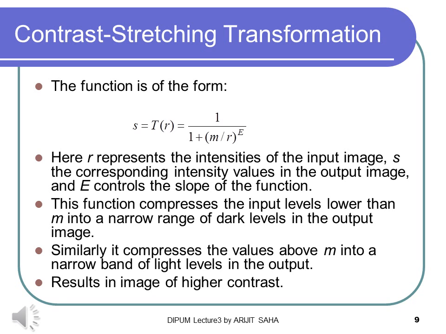I want to discuss now about the contrast stretching transformation. What is the function? Function is shown here. s = T(r) = 1/(1 + (m/r)^E). Here r represents the intensities of the input image, s the corresponding intensity values in the output image, and E controls the slope of the function. This function compresses the input levels lower than m into a narrow range of dark levels in the output image. Similarly, it compresses the values above m into a narrow band of light levels in the output image, and it results in image of higher contrast.